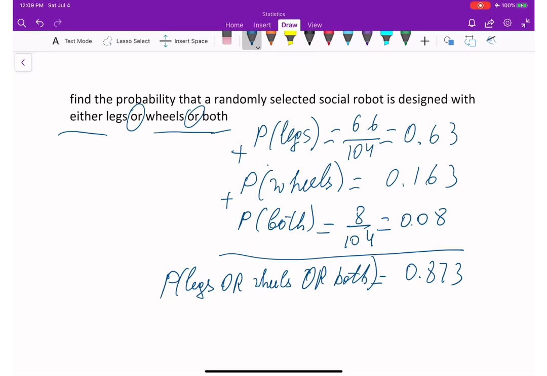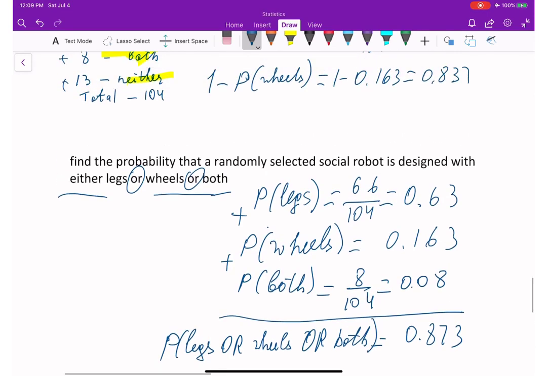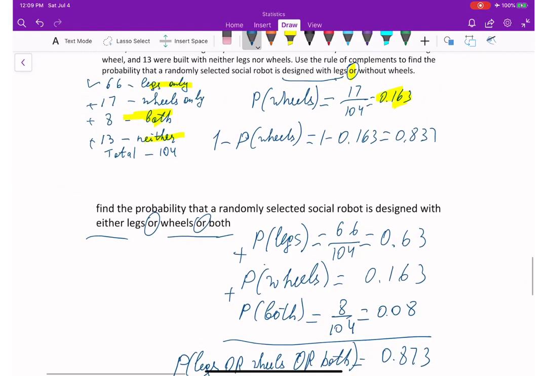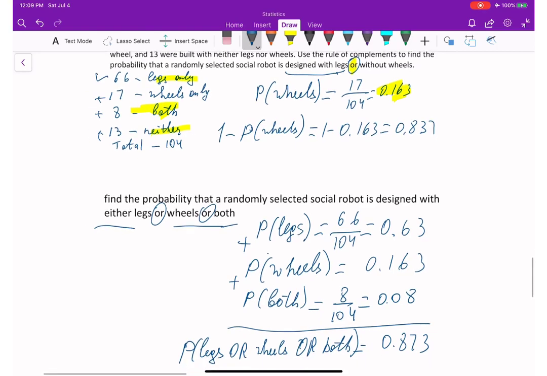Just pay attention on your word problems. Maybe the combination won't be exactly the way I have. It could be without legs, with wheels, with legs, without wheels, and so on. Just pay close attention, okay? Don't follow blindly what you read here.